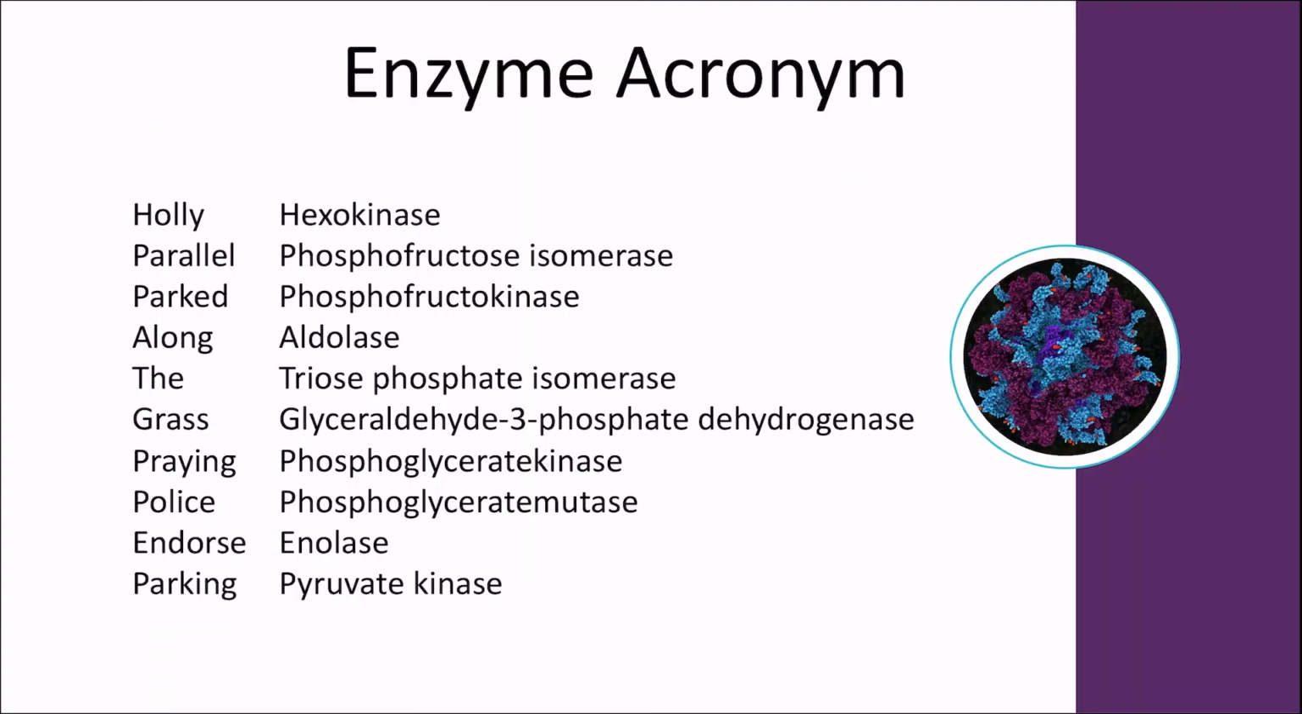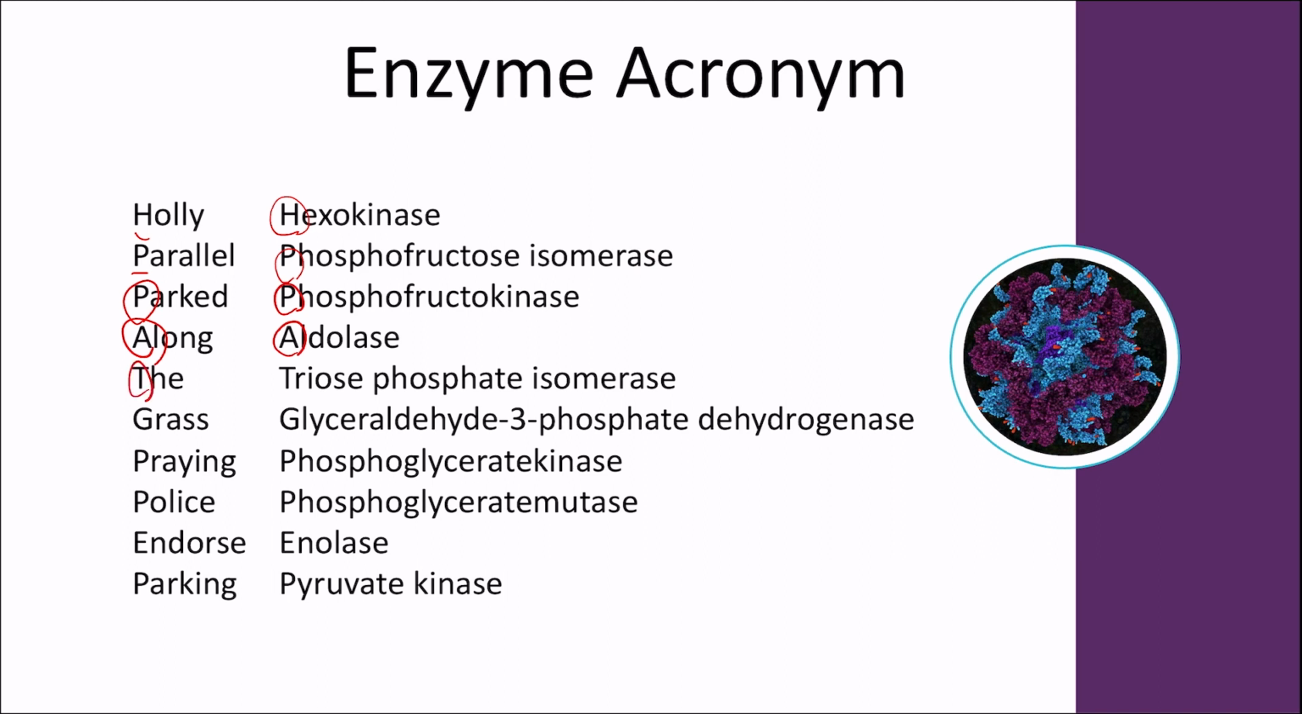The next slide is enzyme acronyms. It goes: Holly parallel parked along the grass, praying police endorse parking. So again, it goes H for hexokinase, P for parallel is phosphoglucoisomerase. P again goes for phosphofructokinase. The A goes for aldolase. The T goes for triose phosphate isomerase.